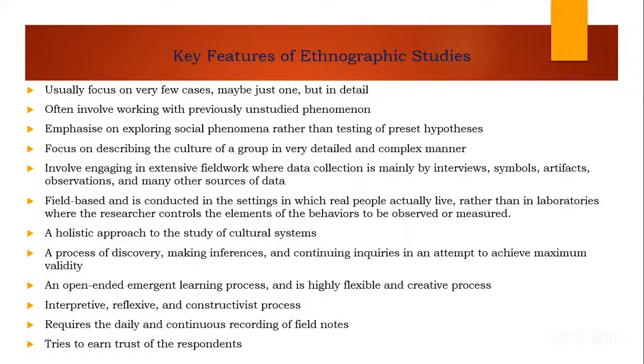So that's the essence of the ethnographic research method. All right. It involves engaging in extensive field work where data collection is mainly by interviews, symbols, artifacts, observations, and many other sources of data. Okay, not just the interview and observation that we talked about, but it can also involve symbols, artifacts, and many other sources of data. So, for example, some particular text which is very, very unique to that particular community. Okay, so the researcher can even consider that particular text, interpret the writings within it, in order to understand the cultural practices of that particular group, community, or cultural group, whatever you consider.